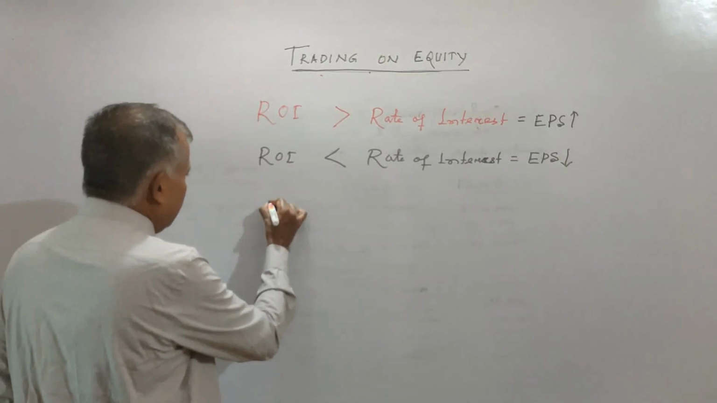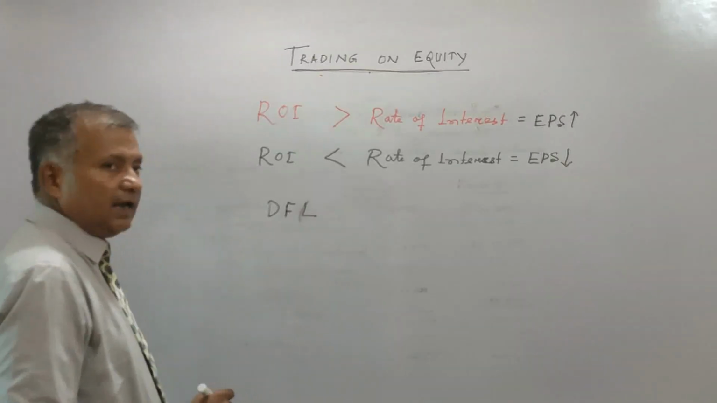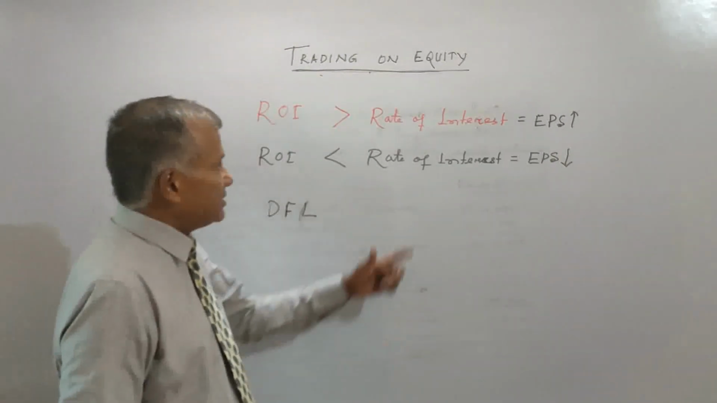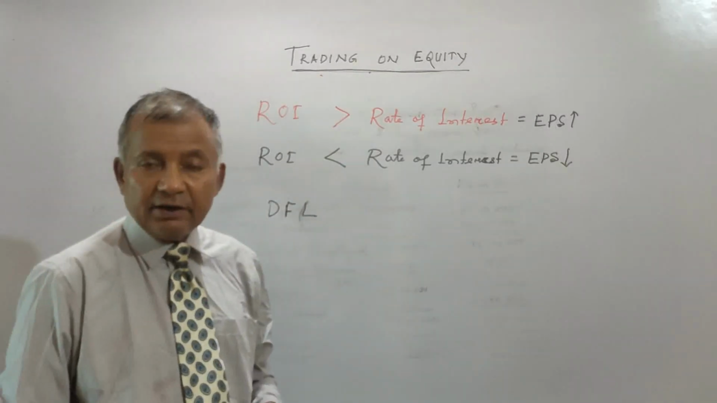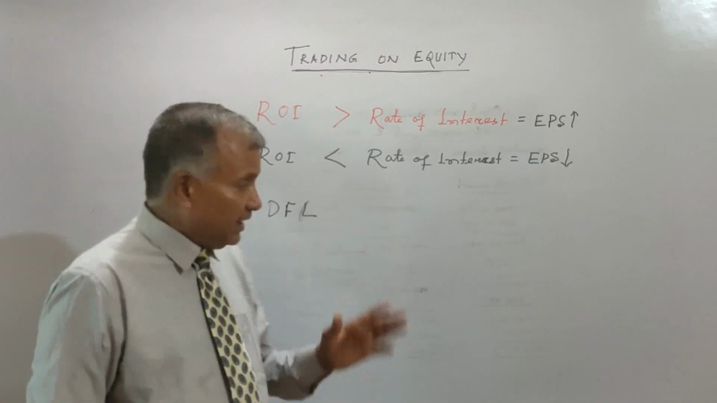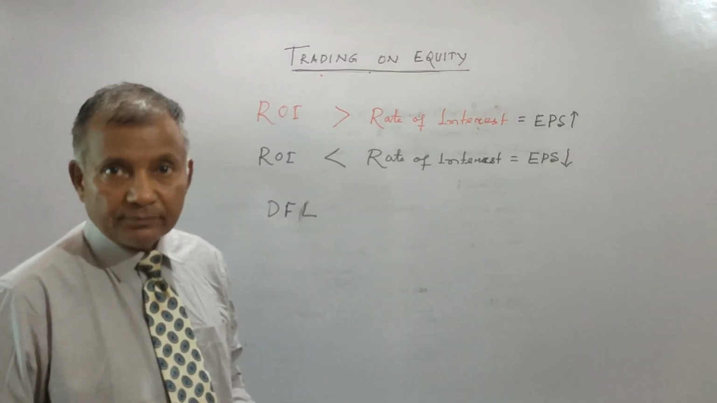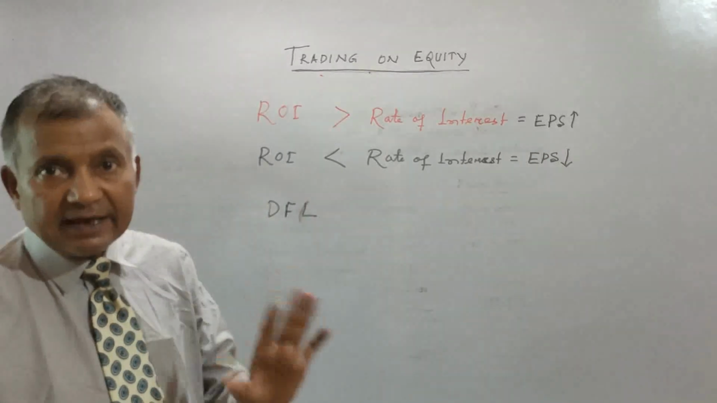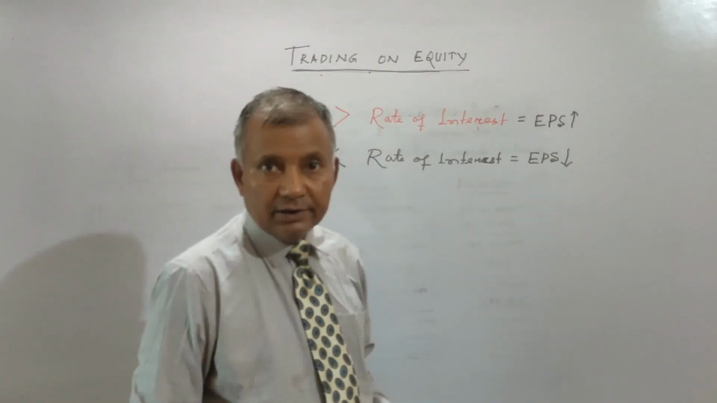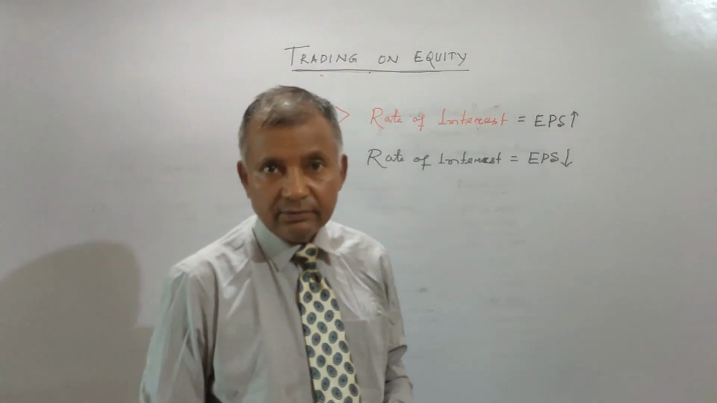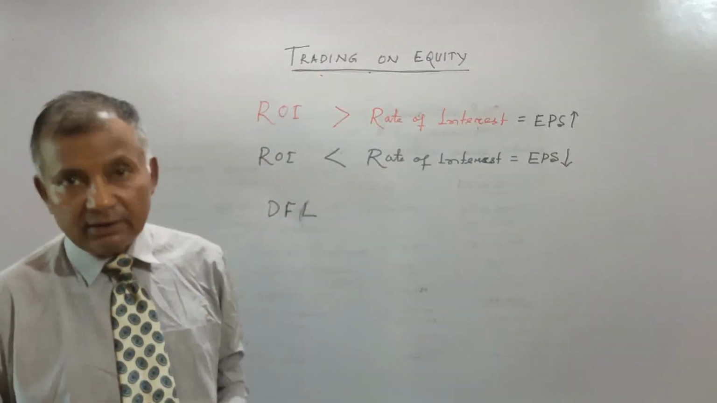If you calculate the degree of financial leverage, in case of an unlevered firm, where there is no debt, the degree of financial leverage will be 1. EBIT and EBT are the same. In case of a levered firm, where debt is there, the degree of financial leverage will be greater than 1.